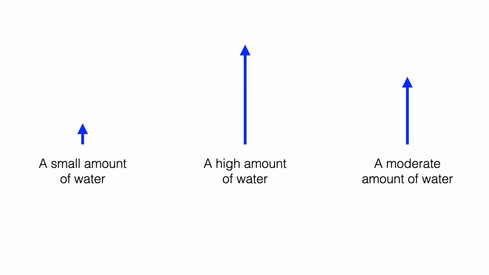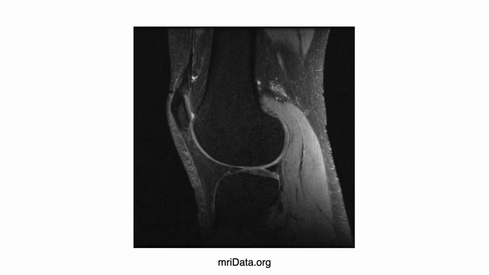So here I'm showing 3 different amounts of water. On the left would be the magnetic vector for a very small amount of water, in the middle a very high amount of water, and on the right a moderate amount of water. And so this is the fundamental signal that we see with MRI.